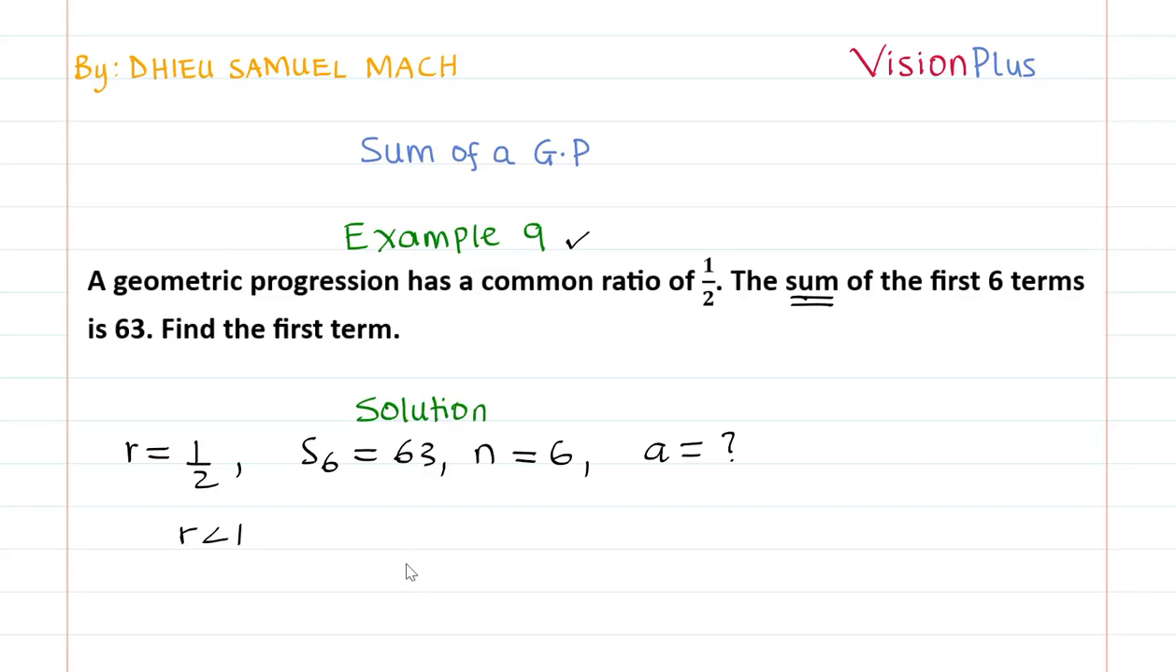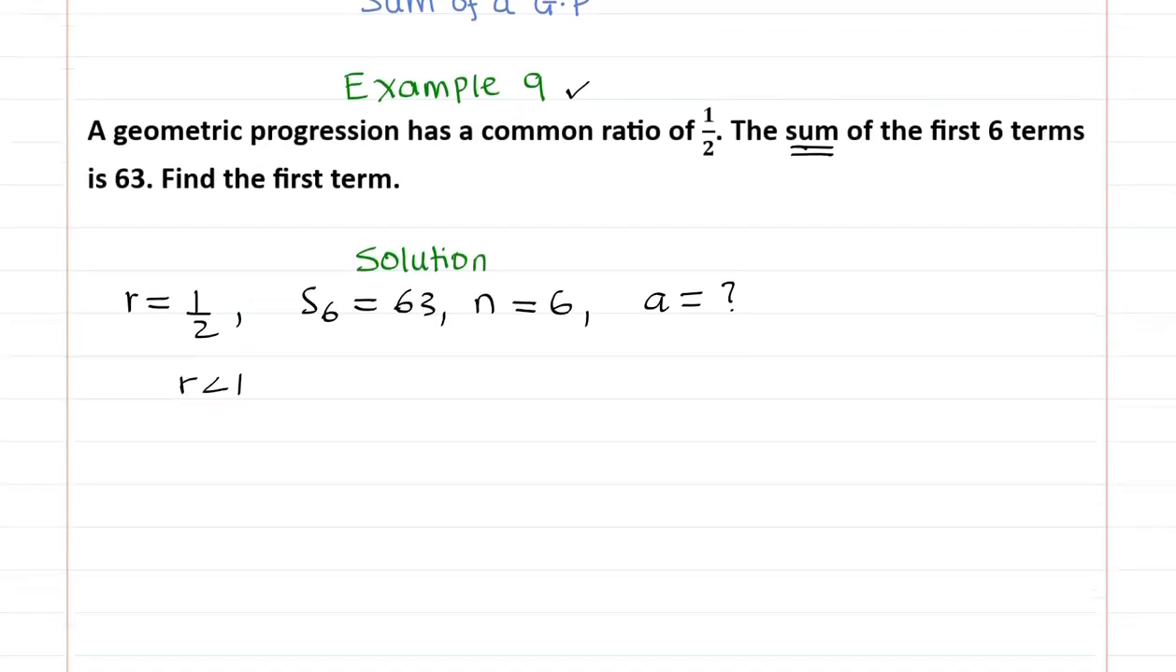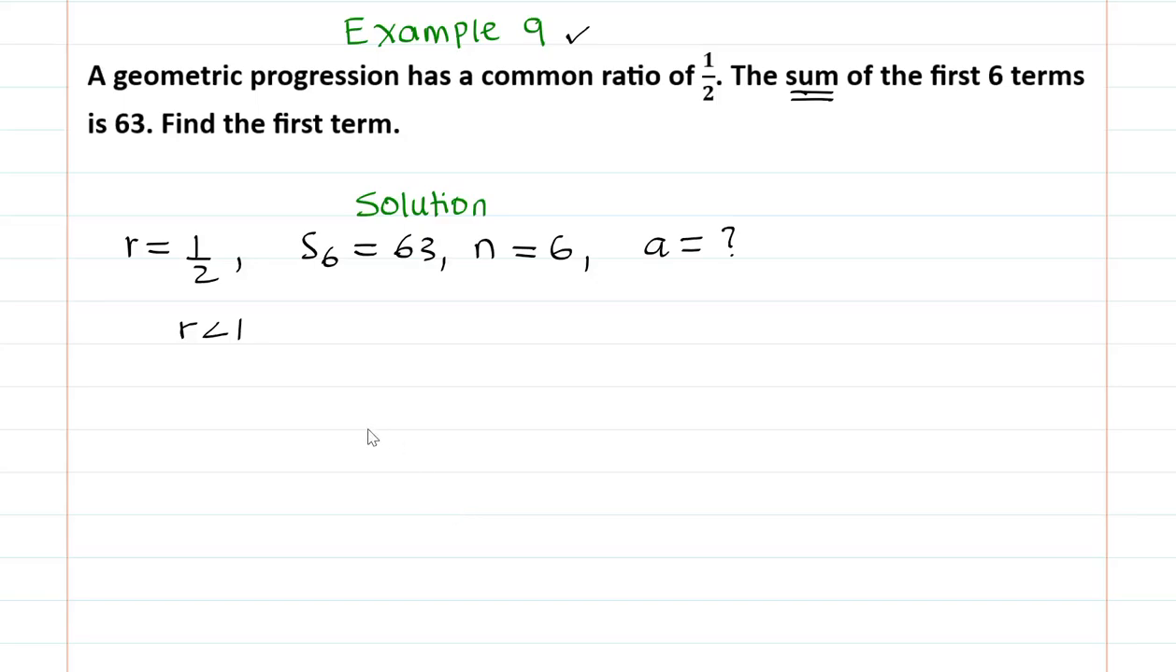Which formula do we use when R is less than 1? We say the sum of the first n terms of a GP is given by A into 1 minus R power n over 1 minus R. Why? Because our R is less than 1. It is a half, which is 0.5, and we all know that is less than 1.